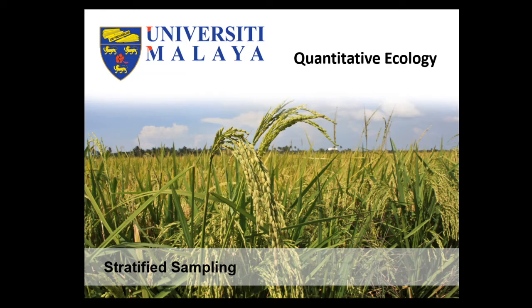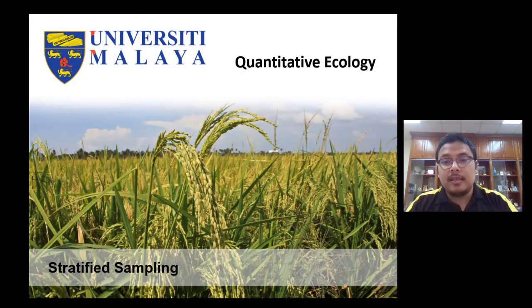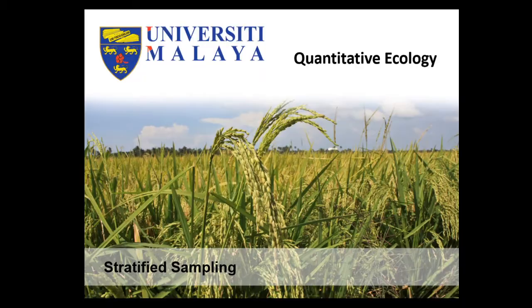Okay. Next is stratified sampling. Stratified random sampling involves dividing the population into two or more subgroups or strata prior to sampling. Strata are generally delineated in such a manner that the sampling units within the same stratum are very similar, while the units between strata are very different. Simple random samples are taken within each stratum.